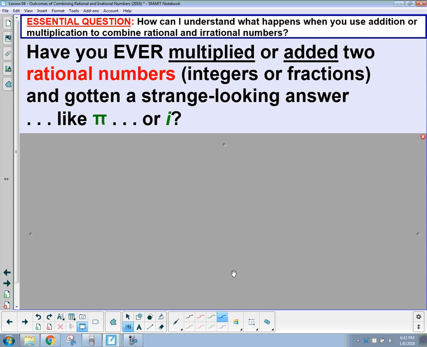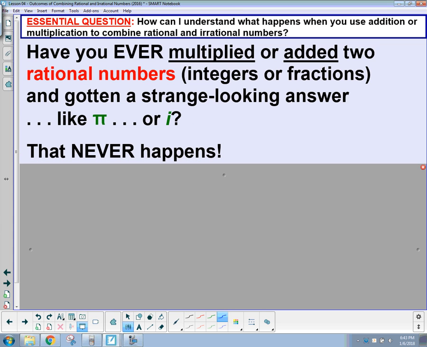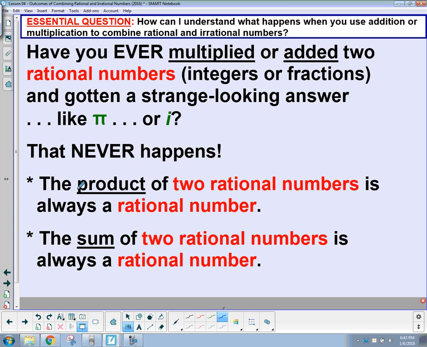Have you ever multiplied or added two rational numbers, integers or fractions, and ever gotten strange looking answers like pi, or this I means imaginary? That never happens. The product of two rational numbers is always rational. The sum of two rational numbers is always rational.